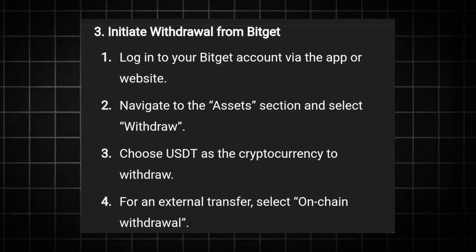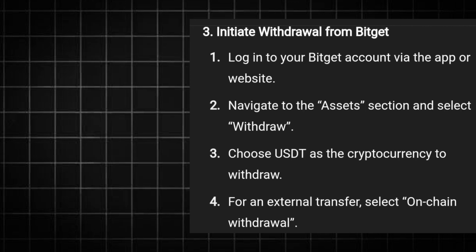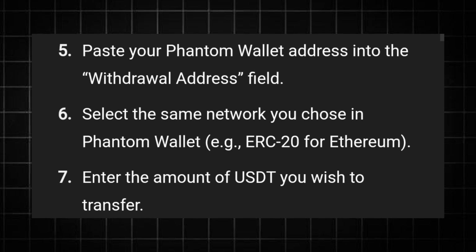Now, head to BitGet, log in and go to Assets. Tap Withdraw, choose USDT and select On-Chain Withdrawal. Paste your Phantom wallet address and make sure to pick the same network you selected earlier. This is super important. Choosing the wrong network can lead to lost funds.